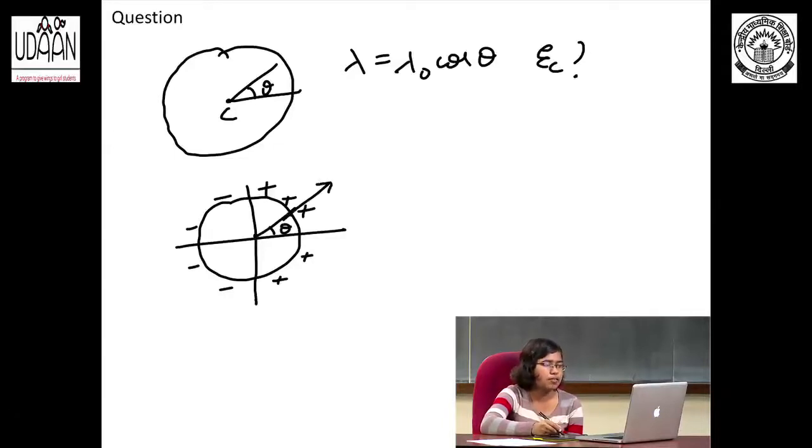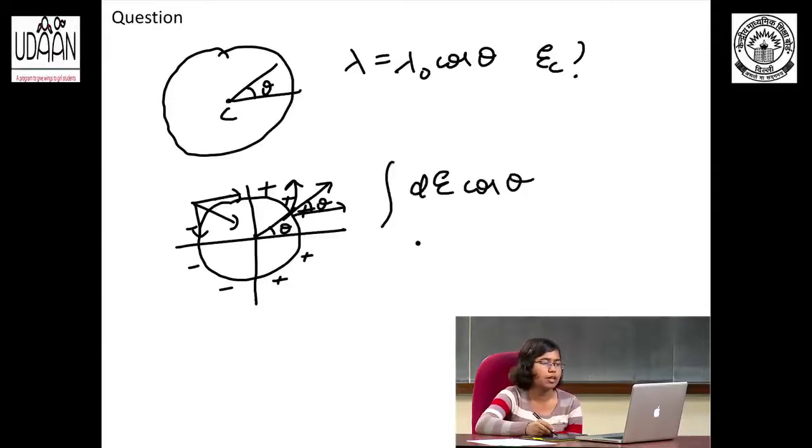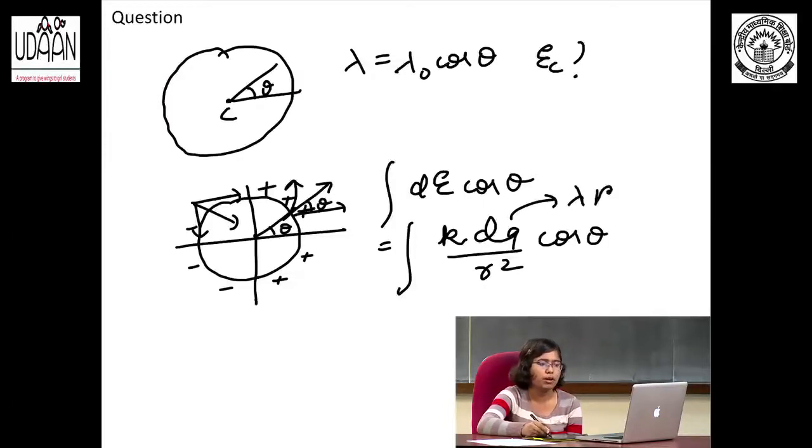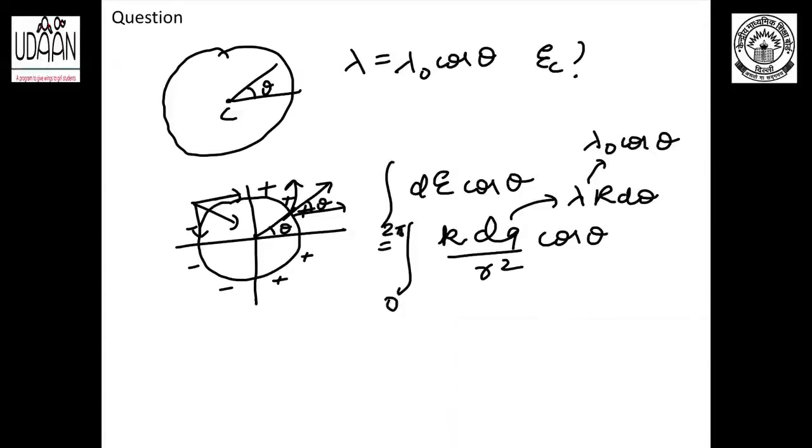So we see that the electric field in this region would be in plus x and plus y direction, and in this region it would be in plus x and minus y direction. So the net electric field would be in the plus x direction. We can find it out by integrating dE cos theta. Now the value of dE can be given by k dq upon r square into cos theta, and the value of dq would be lambda into r d theta, where lambda is lambda naught cos theta. Integrating it from 0 to 2 pi, we can find out the value of electric field at C.